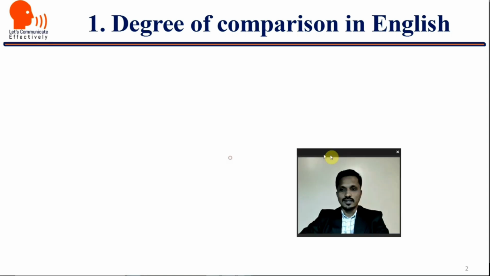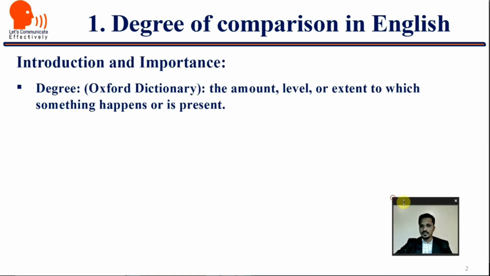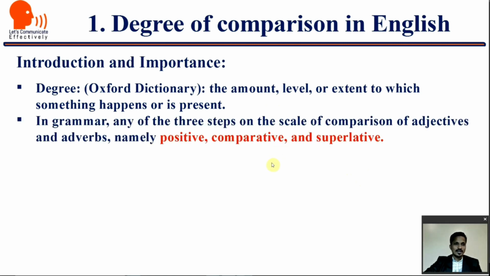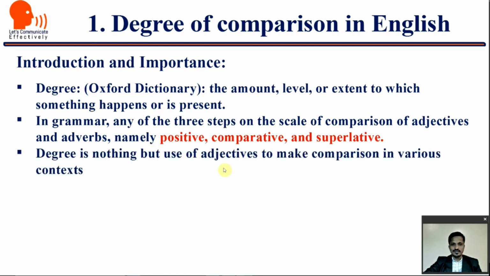Degree of comparison in English. Degree, as per the Oxford Dictionary, the definition of degree is the amount, level, or extent to which something happens or is present. In grammar, the same degree means any of the 3 steps on the scale of comparison of adjectives and adverbs, namely positive, comparative, and superlative. So degree is nothing but use of adjectives to make comparison in various contexts.